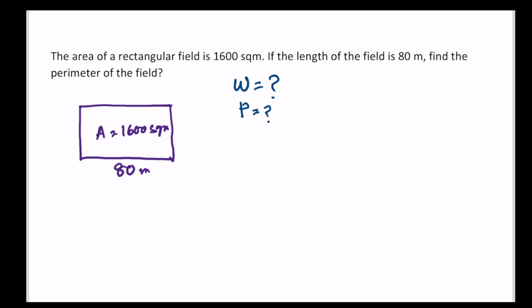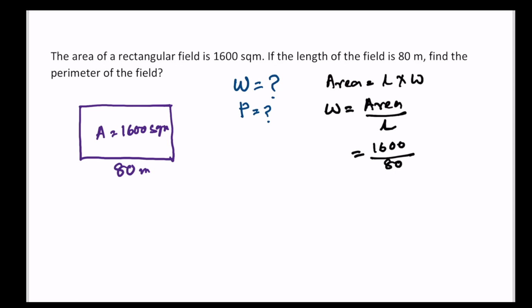If you watch my first video, you know the formula of area is equal to length into width. So the width will be area divided by length. In this case, area is 1600, length is 80, cancel 0, 8 times 2 is 16. So the width is 20 meters. Let's put in a box for finding width equal to 20 meters.